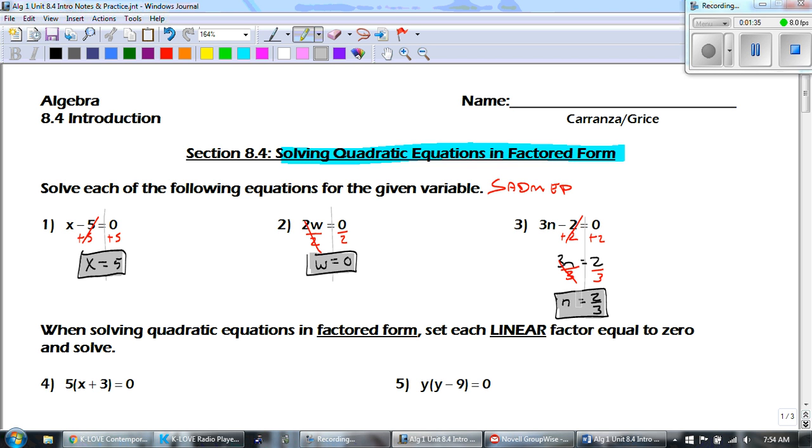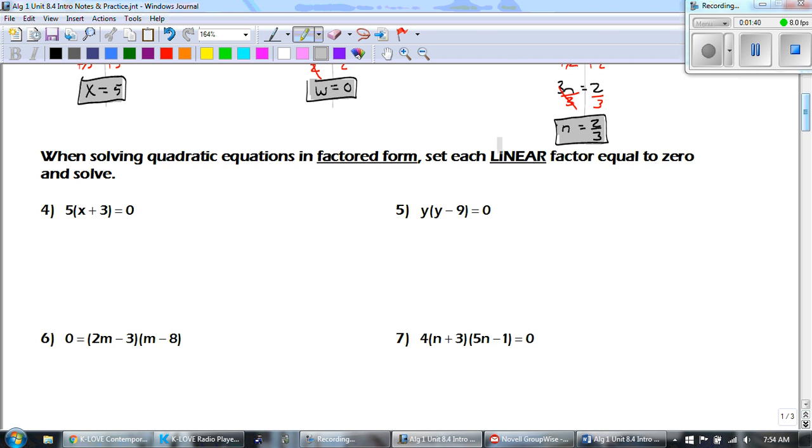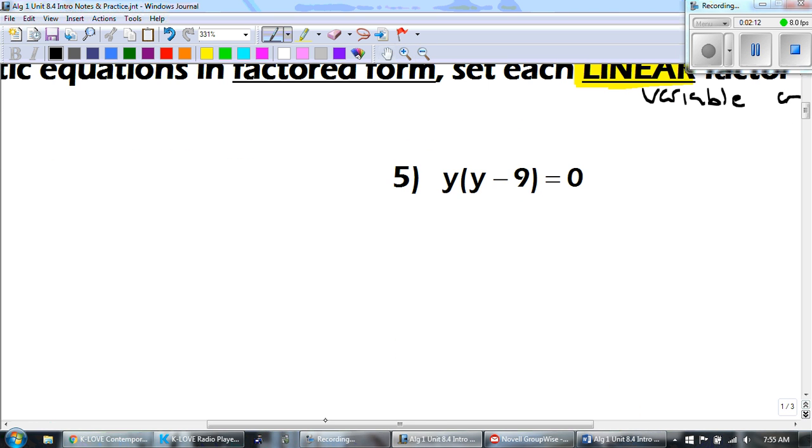We should be good. Now, when solving quadratic equations in factored form, we set each linear factor equal to 0 and solve. Remember that linear means that it has to have a variable, and the variable has an exponent of 1. We normally don't write that 1 in there, but anything that has a variable, we set equal to 0.